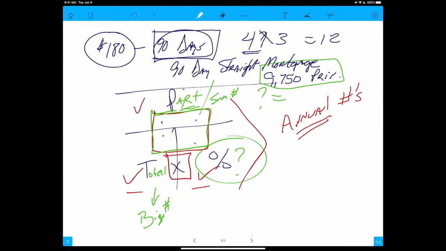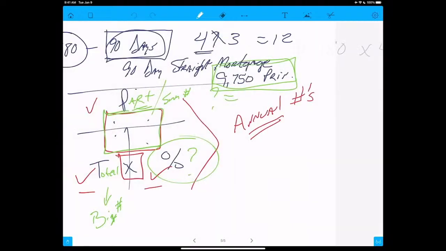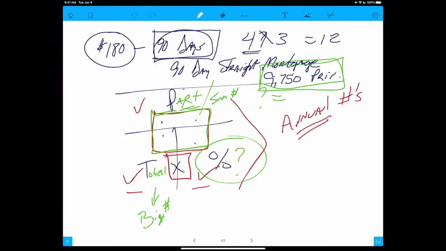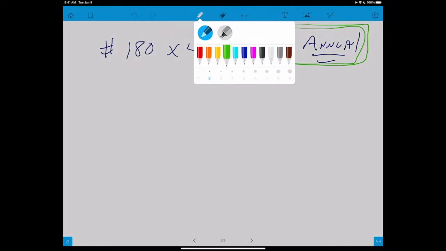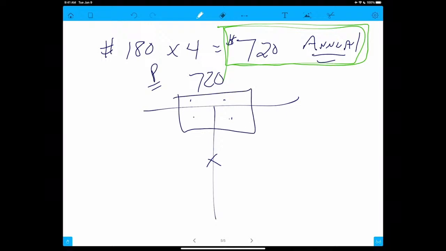Well, let's look at this. Is 9,750 the bigger number, or is 720 the bigger number? Well, I think we can all agree 720 is the smaller number. So now we just rework the T problem. Put our math symbols on there. We will put 720 on top because it's the part, the smaller number, and our math will tell us to divide, and we're solving for the interest rate. Remember, what's the rate?